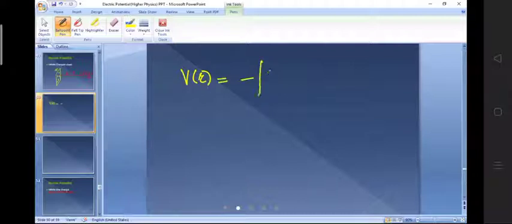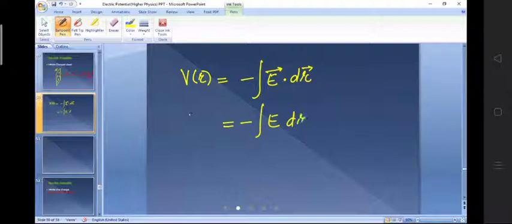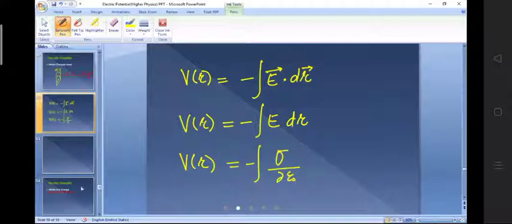V at R will be equal to minus integration of E dot dr. Now obviously E and dr are parallel to each other, so it will be equal to minus integration of E multiplied by dr. This is the potential at any point which is equal to R. Then V at R will be equal to minus integration of E, which will be replaced by sigma divided by 2 epsilon naught.